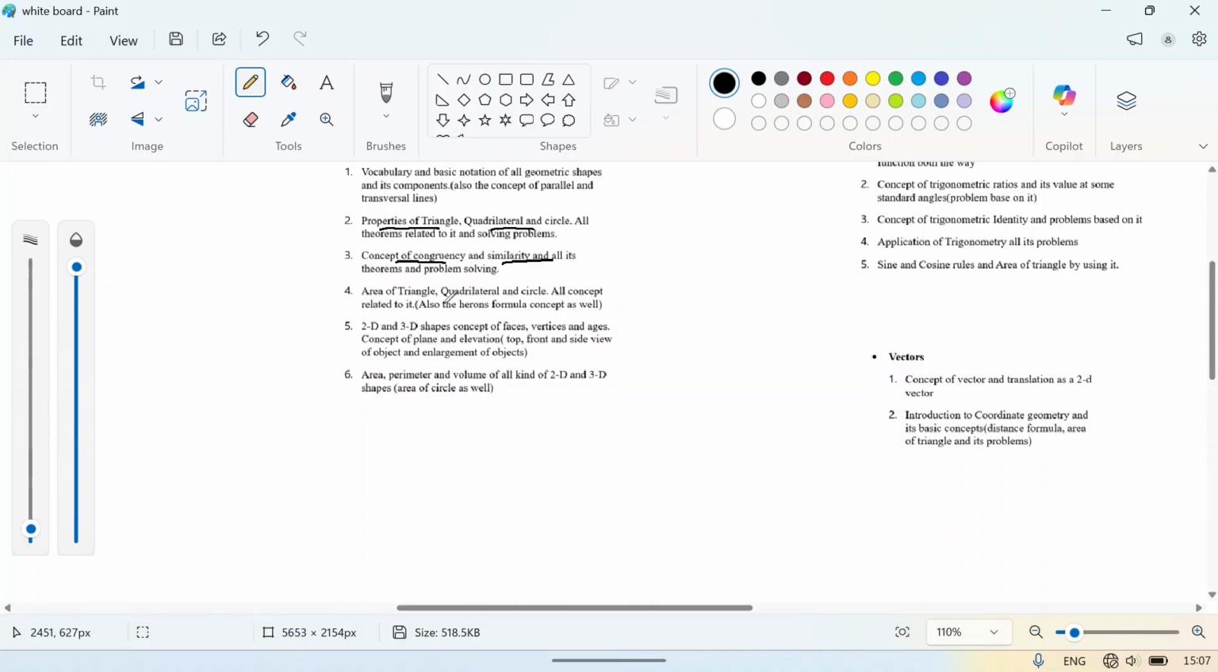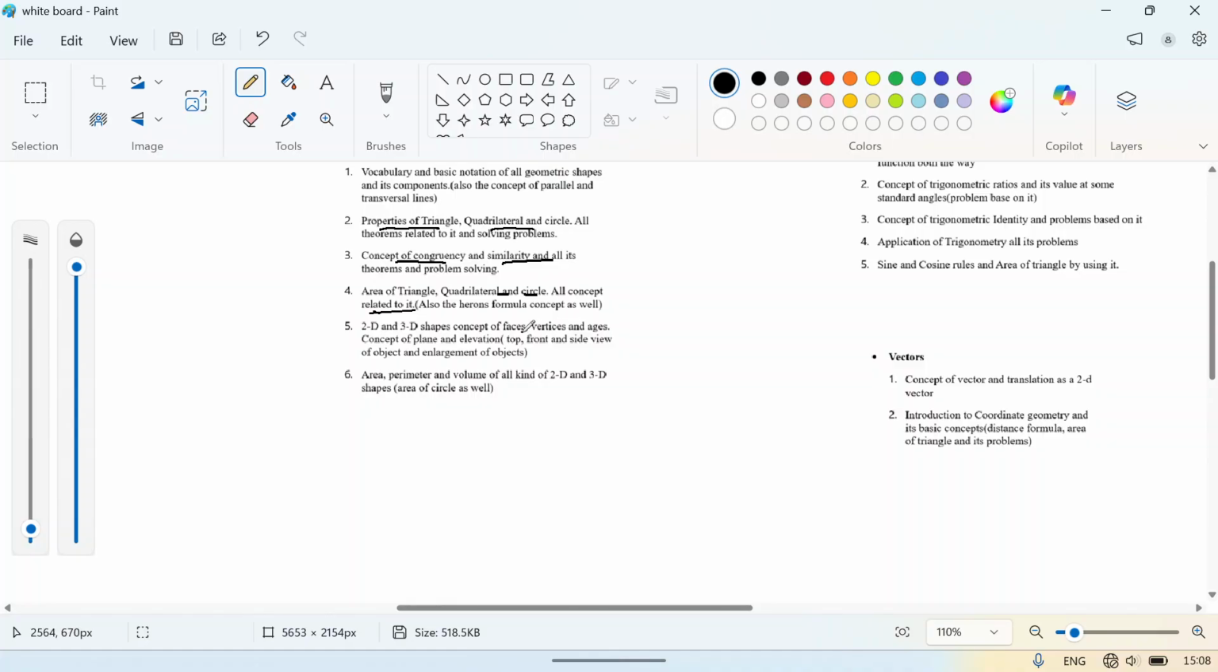In topic number 4 of geometry, the area of triangle, quadrilateral and circle and all concepts related to it. So we are going to find the area, perimeter and volume related to it. In this session, we learn about 2D and 3D shapes, concept of faces, vertices, edges and concept of plane and elevation.